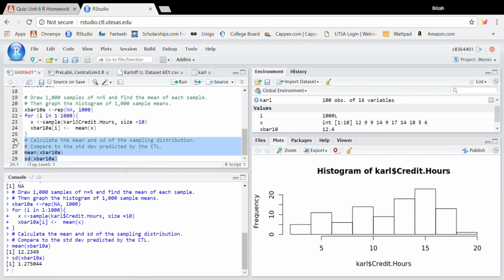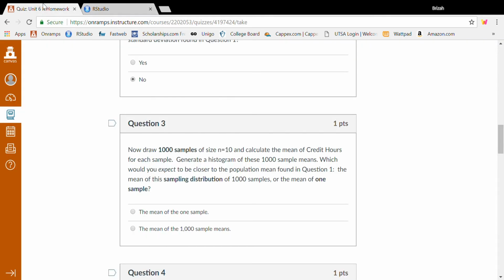And as you can see here, the mean for 10A, which is the 1,000 samples, is 12.23, and the standard deviation is 1.27 or 28 if you would like to round. Now, is the mean of the sampling distribution of the 1,000 samples or the mean of one sample closer to the population mean found in question 1?